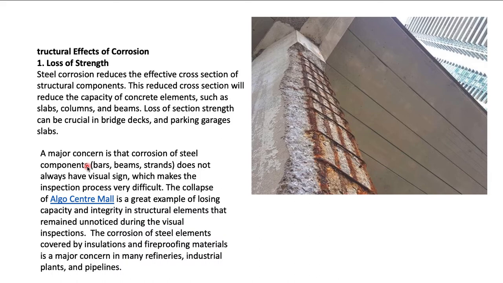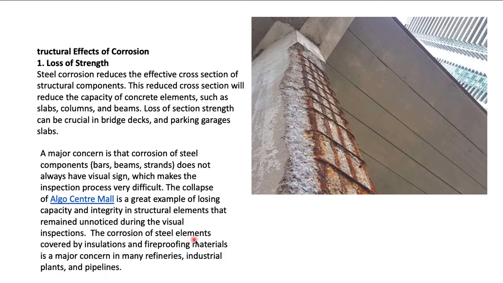The collapse of the Logo Central Mall is an example of losing capacity and integrity of structural elements that remained unnoticed during visual inspections. This is a great example: at the Logo Centre Mall, they did not inspect for this, they did not visualize it. The steel structure, the beams and the columns, where the corrosion occurred, went unnoticed.